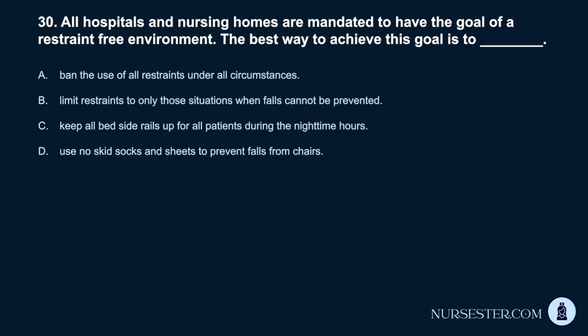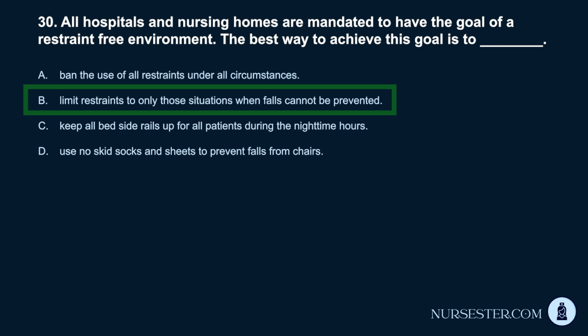30. All hospitals and nursing homes are mandated to have the goal of a restraint-free environment. The best way to achieve this goal is to: A. Ban the use of all restraints under all circumstances. B. Limit restraints to only those situations when falls cannot be prevented. C. Keep all bedside rails up for all patients during the nighttime hours. D. Use no-skid socks and sheets to prevent falls from chairs. Correct answer: B. Limit restraints to only those situations when falls cannot be prevented.